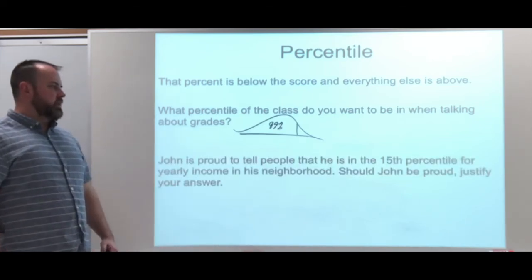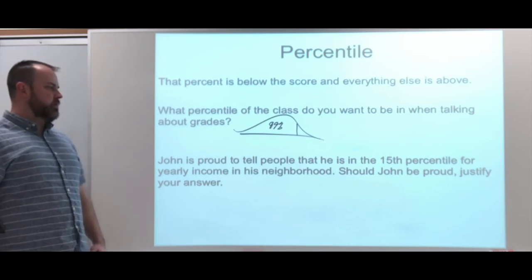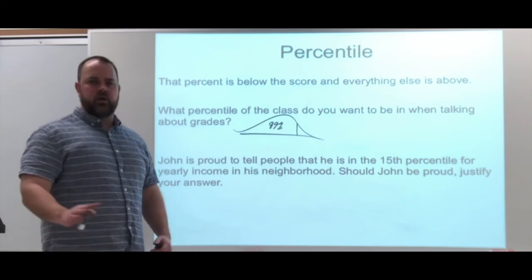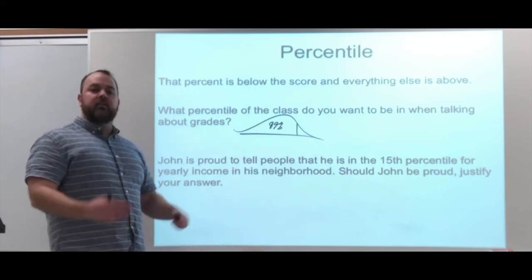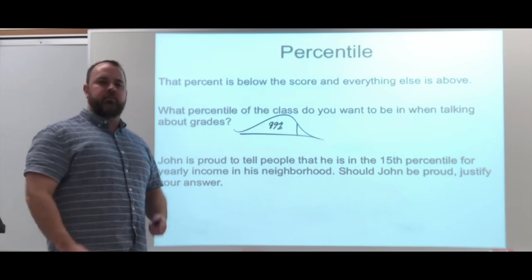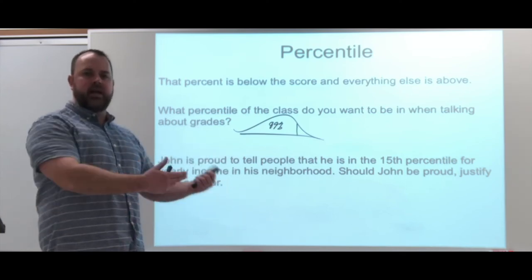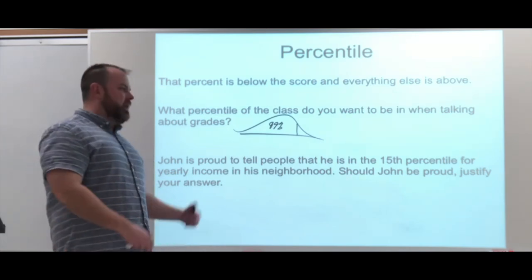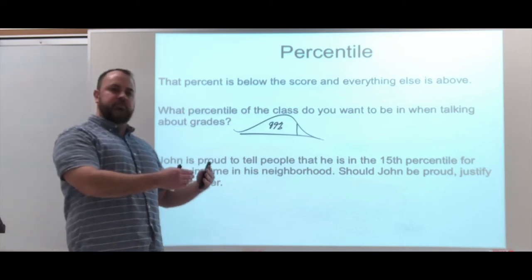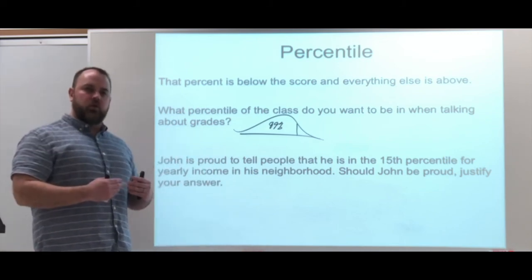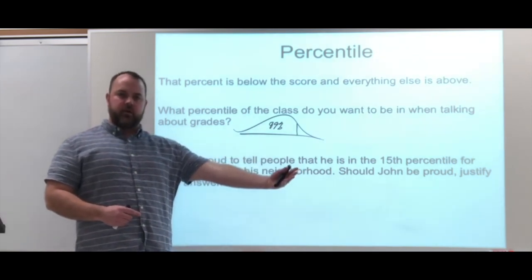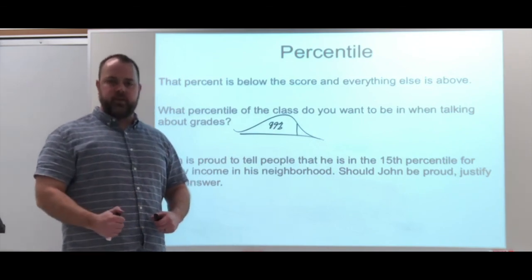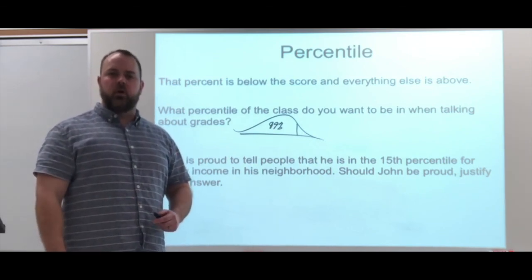John is proud to tell people that he is in the 15th percentile for yearly income in his neighborhood. Should John be proud? Justify your answer. Now I know money's not everything. I don't want to say that's all I'm thinking about here. But at the 15th percentile, there's 85% of people higher than him in his neighborhood making more money than him. So it might not be something to brag about. It might actually be a motivator. But make sure you're thinking, okay, 15th percentile: there's 15% below you, there's 85% above. So that's percentile and the calculator function. Now you know your three methods that we're going to be using in this class, using the normal curve to find probability.